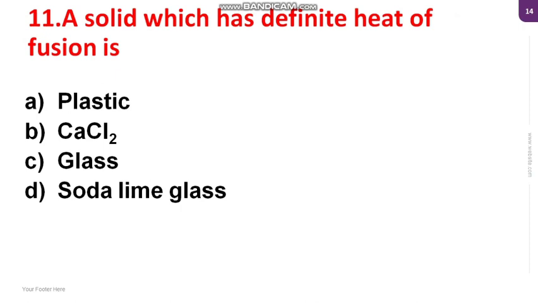Eleventh MCQ: a solid having definite heat of fusion is. There are four examples. Option A is plastic, option B is CaCl2, option C is glass, and option D is soda lime glass. I will give you a hint: crystalline solids have definite heat of fusion. Plastic, glass, and soda lime glass are amorphous solids, and only CaCl2, calcium chloride, is a crystalline solid. It shows definite heat of fusion. So option B is the correct option.